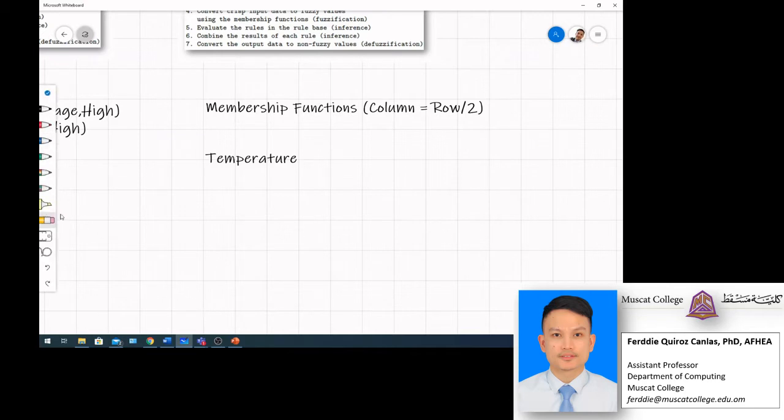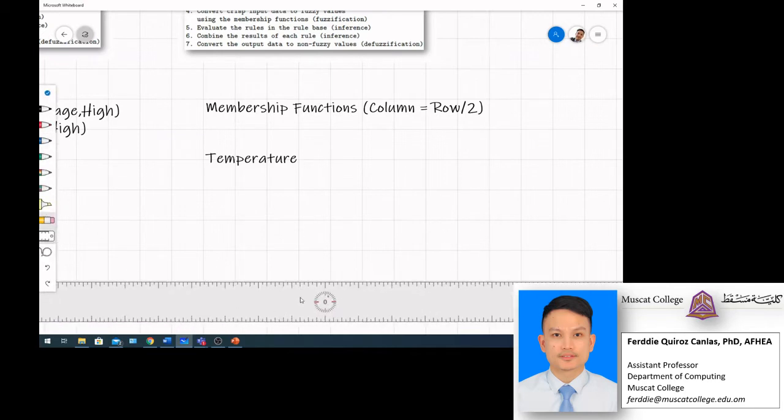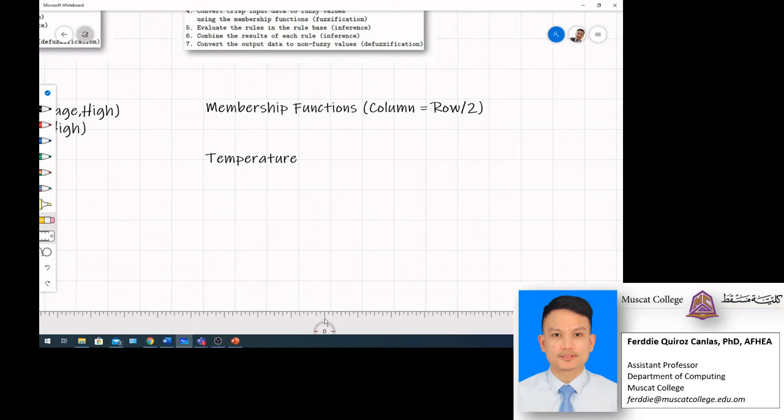Okay? So let me just draw here. Let me move this a little bit lower. Okay, so let me go with 10, 20, 30, 40, 50. So I'll be using 2 blocks. Okay? 10, 20, 30, 40, 50. So I'll be using 10 blocks. Okay? Therefore, I have to use here 5. 1, 2, 3, 4, 5. Okay? Let me just move this up.